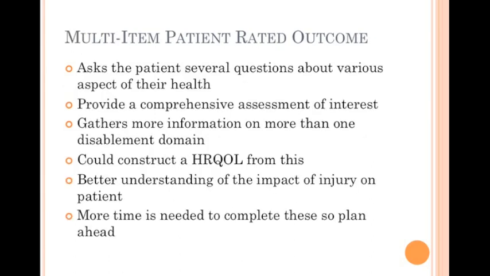Multi-item patient-rated outcomes are pretty much the exact opposite of single-item patient-rated outcomes. These ask the patient several questions about various aspects of their life and provide a lot more comprehensive assessment of what you're interested in knowing about the patient. It gathers information on more than one disablement domain and it can even construct a health-related quality of life. It provides a lot better understanding of the impact of injury or illness on the patient's life.